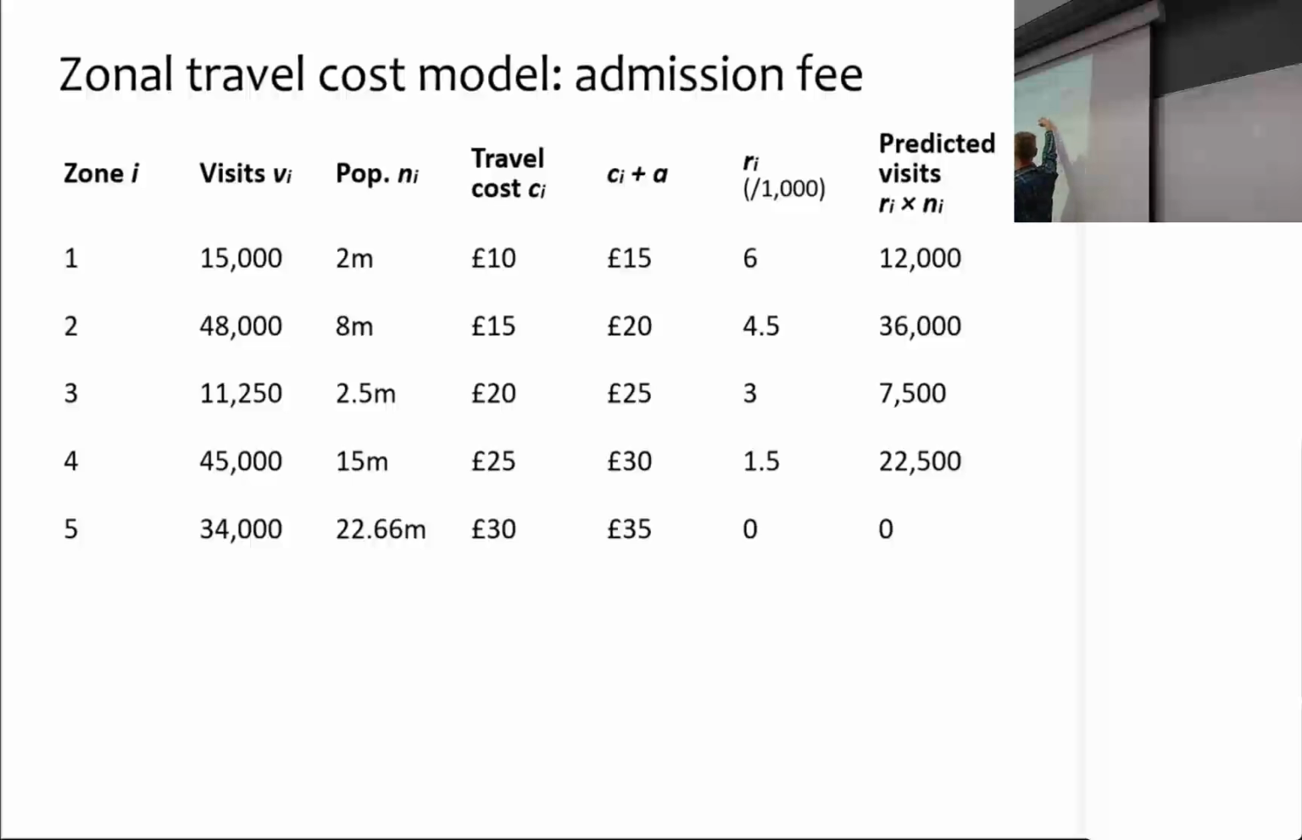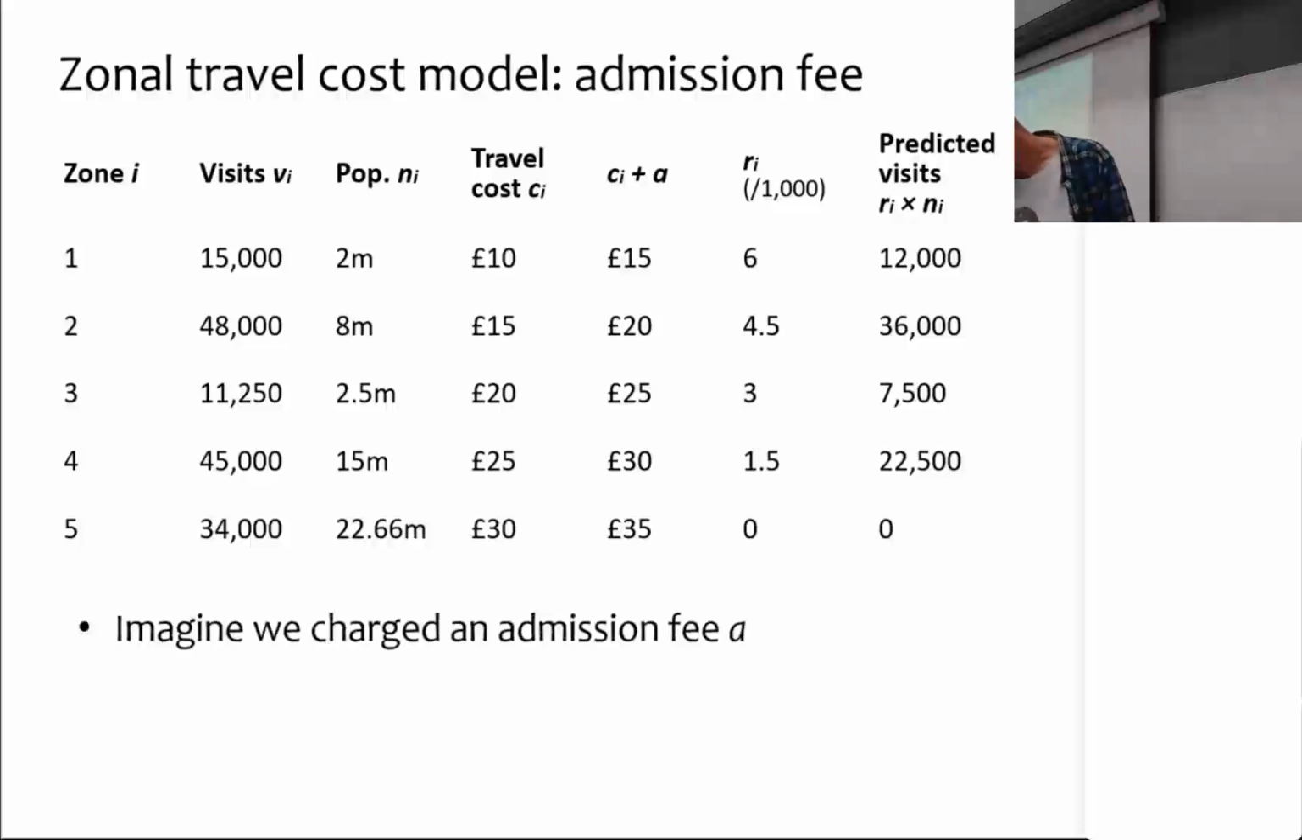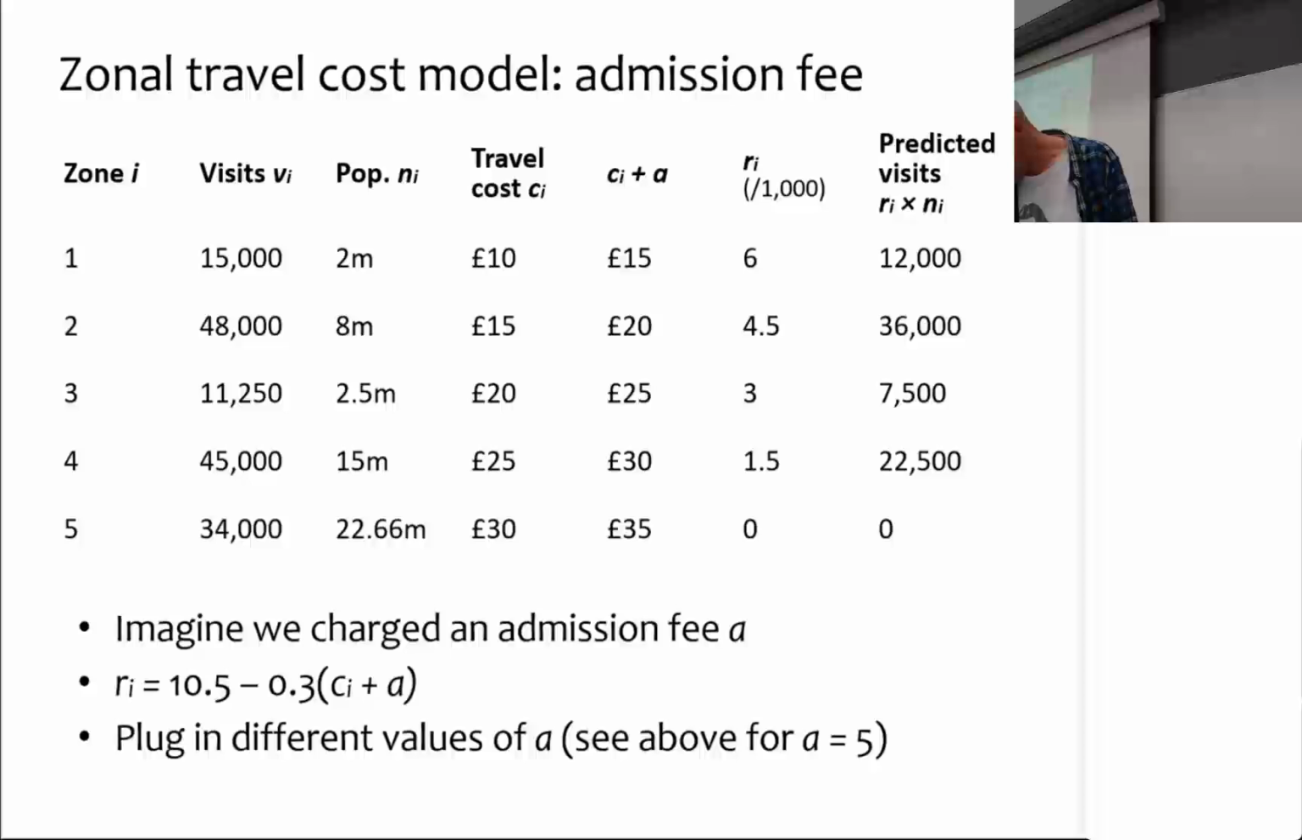It goes from 7.5 to 6, from 6 to 4.5, and 4.5 to 3, and from 3 to 1.5, and from 1.5 to 0, right? The people in zone 5, if the cost goes up to 35, say, I can't be bothered to go there, it's not worth it, right? We have a new rate. Then you can multiply that with the population to come up with the predicted number of visits, and that is what we do.